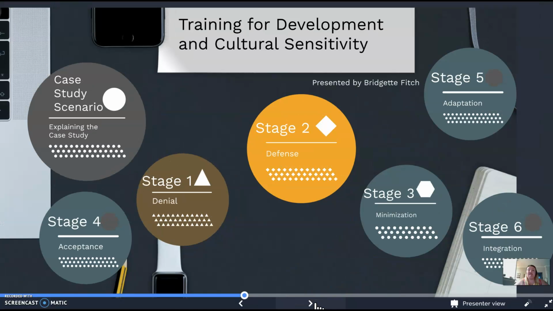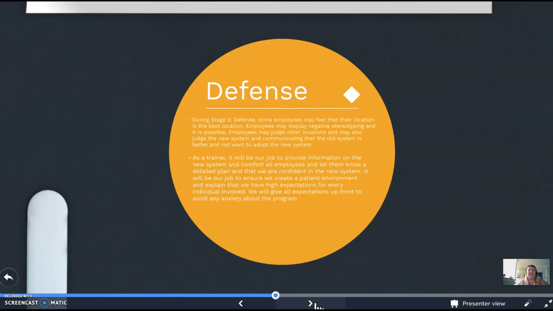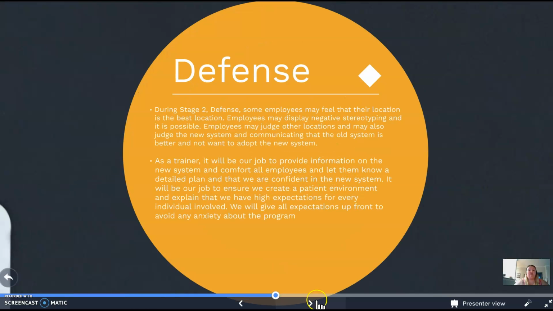The next stage is stage 2, defense. During stage 2, some employees may feel that their location is the best location. Employees may also display negative stereotyping, and it is possible that employees may judge other locations, may also judge the new system, and communicate that the old system is better and not want to adopt the new system.